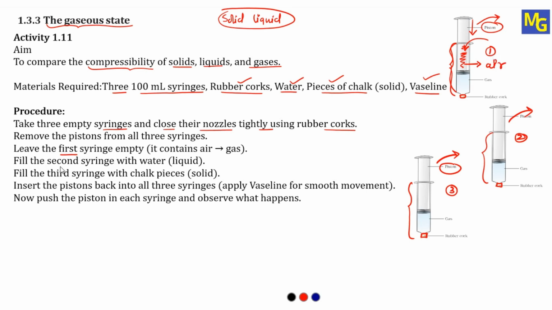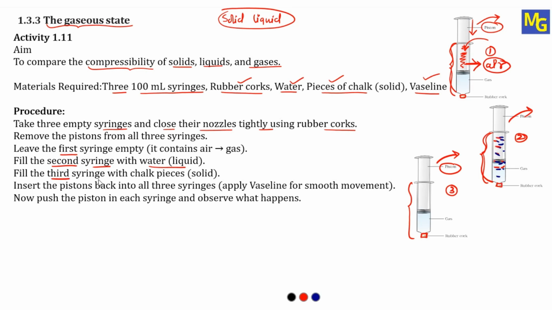Now fill the second syringe with water. In the second syringe, we are going to fill this with water. So imagine this whole portion I have filled with water. Let me change the color. I'll take blue color. So this is fully filled with water. Understand what I am saying. In the first syringe, we have not added anything inside the syringe. It is just empty, and because of this, air will enter inside this portion. In the second syringe, we are going to put water, so this whole portion is filled with water.